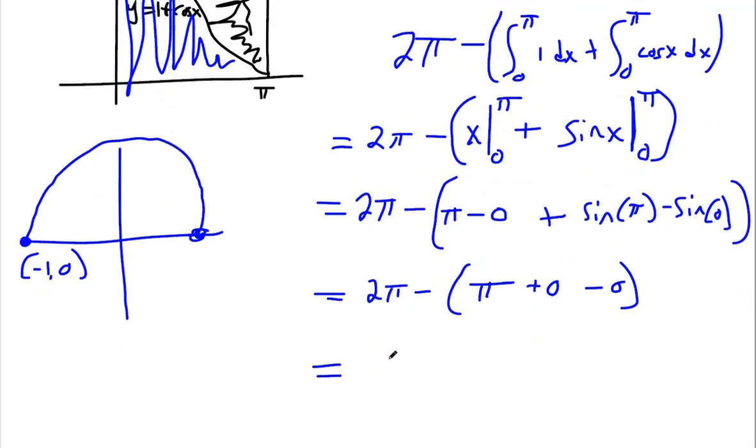Finishing this out, we got 2 pi minus pi. So the final area is just pi.